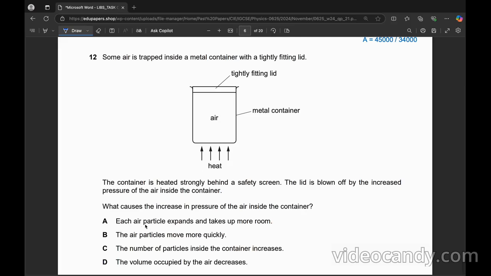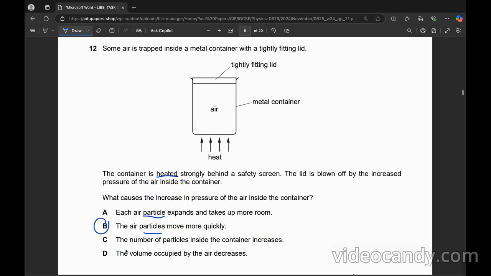Now, each particle doesn't really expand like that. They just stay the same, just the space between them gets larger. So that would be wrong. Option B: the air particles move more quickly. Now that is correct, because it is heated. When you give heat energy, it will be taken as kinetic energy by these particles, so they move more quickly.